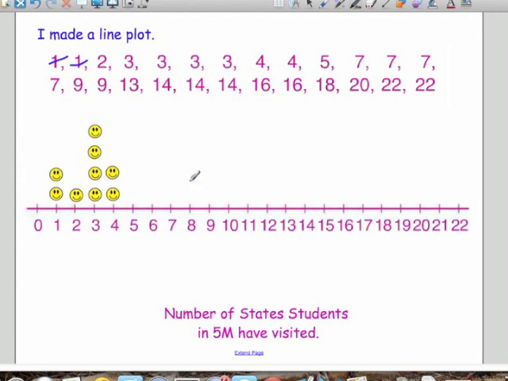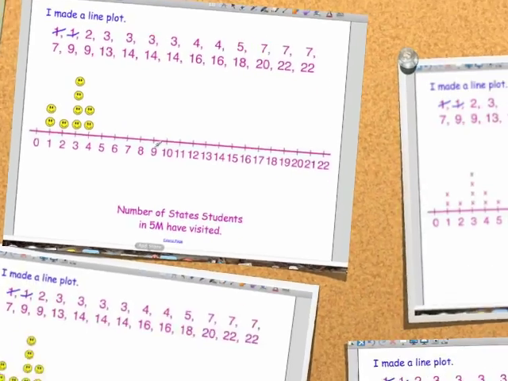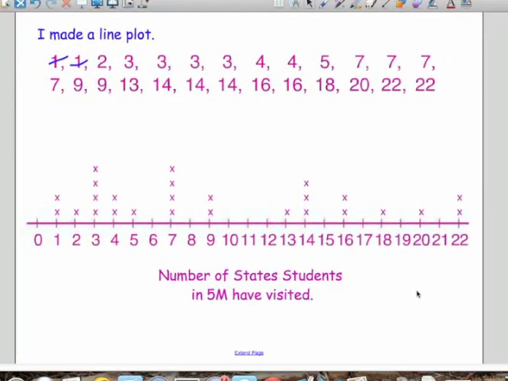Go ahead and pause this now and finish up your line plot and then come back to me. Okay, you're back. So this is my finished line plot. I did go ahead and finish it with X's. You're welcome to use X's or something else if you'd like to. Graph paper can also be very helpful in making this because it helps you with the dashes and to keep everything equalized. So if on your next one you want to use graph paper, please feel free to get some off the countertop. And make sure also that you have a label. If you do not have a label on your graph, we won't know what you're talking about. So I gave this a label of number of states students in 5Chem have visited.